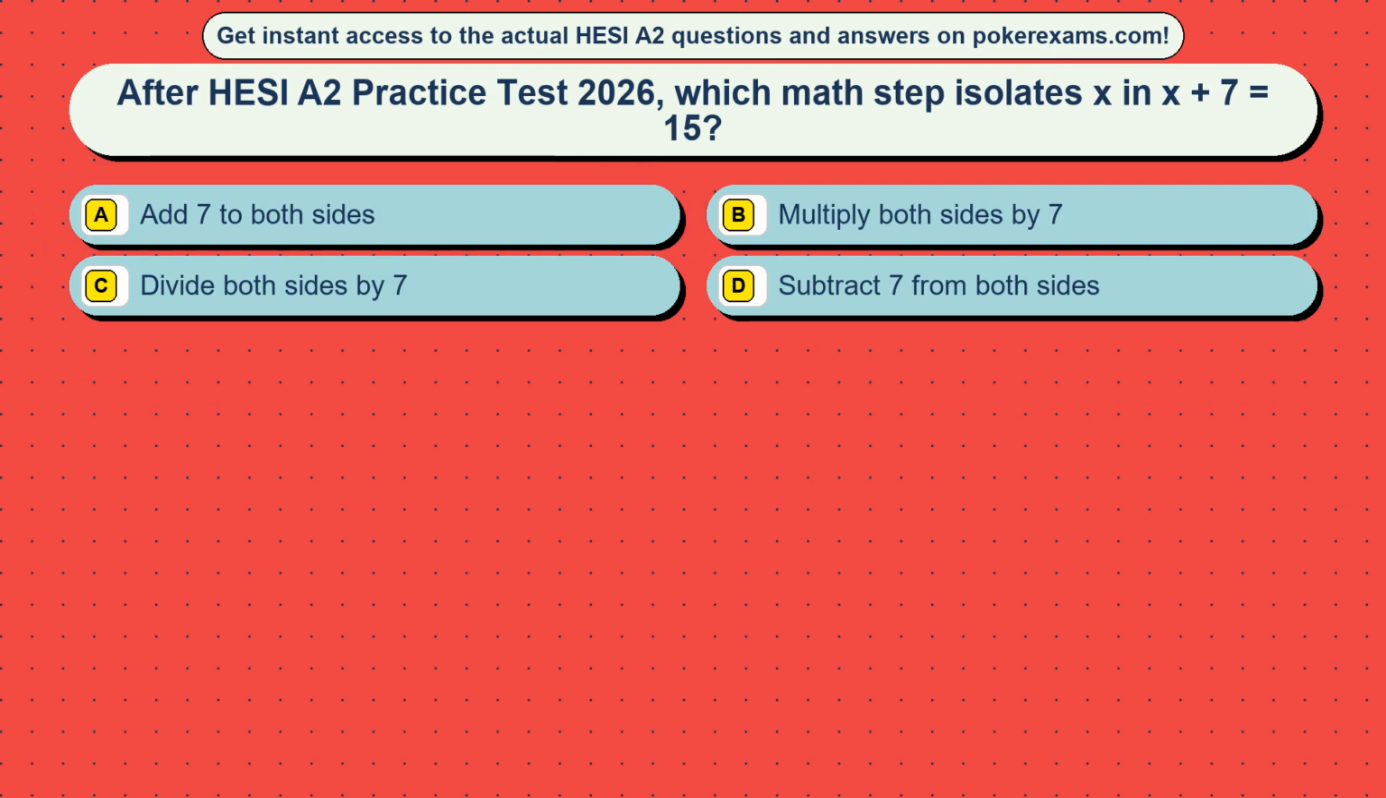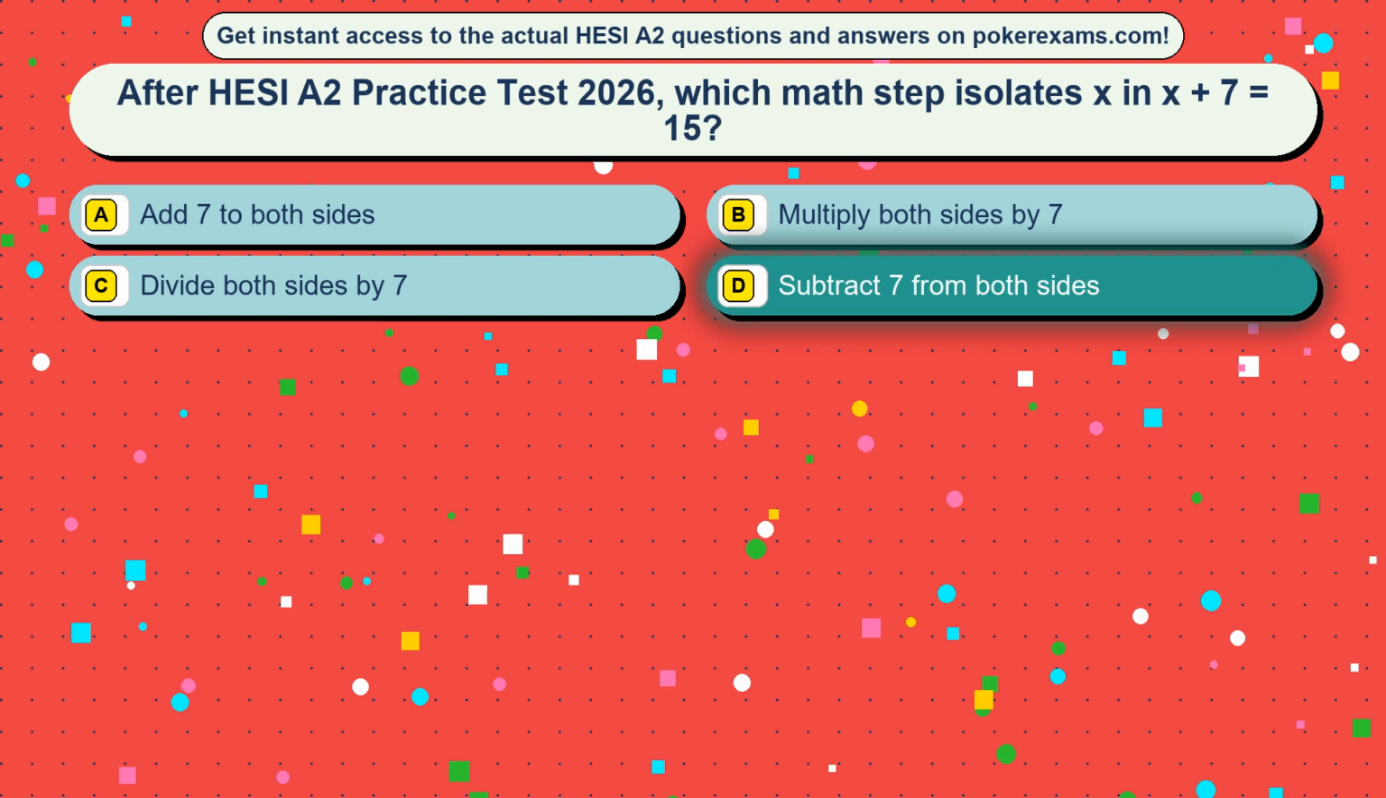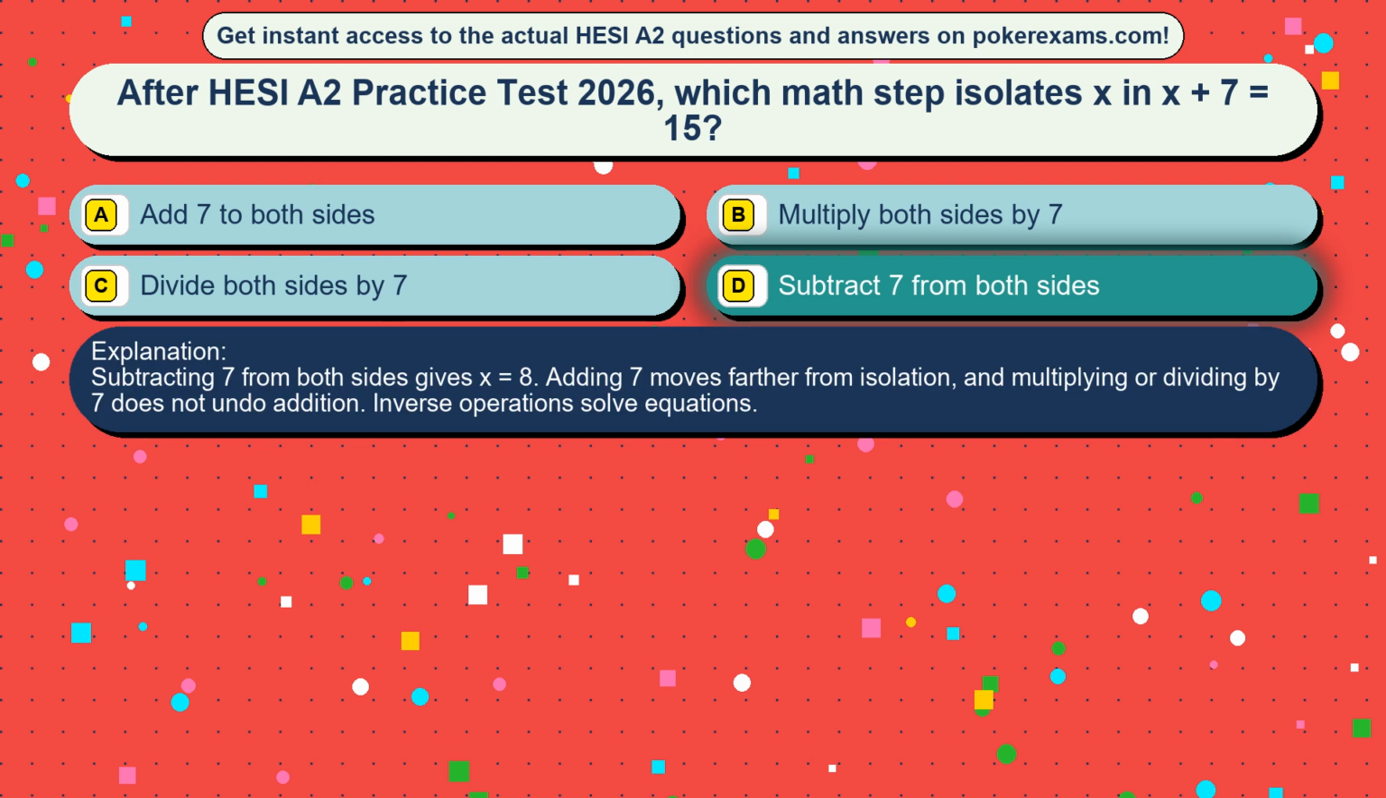Question 46. After HESI A2 Practice Test 2026, which math step isolates x in x plus 7 equals 15? Option A. Add 7 to both sides. Option B. Multiply both sides by 7. Option C. Divide both sides by 7. Option D. Subtract 7 from both sides. The correct answer is option D. Subtract 7 from both sides. Subtracting 7 from both sides gives x equals 8. Adding 7 moves farther from isolation, and multiplying or dividing by 7 does not undo addition. Inverse operations solve equations.